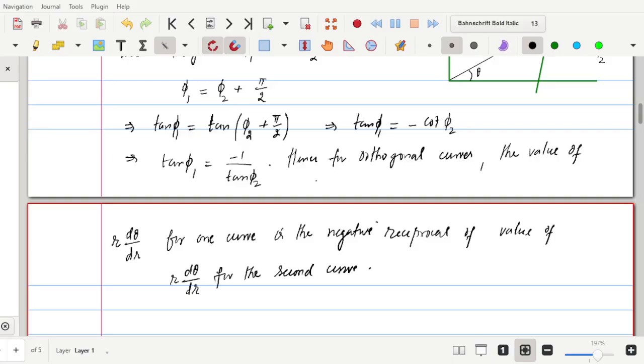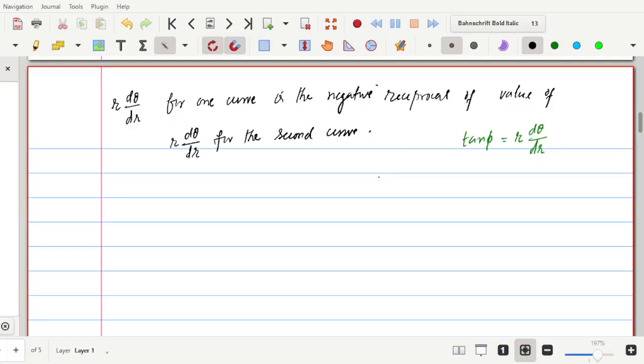So we have to compute this r d theta by dr for both the curves, because we know that tan of the angle between the radius vector and the tangent vector is given by r d theta by dr. And here, from the above observation, we have obtained that tan phi 1 for one curve is the negative reciprocal of tan phi 2 for the other curve. So if we calculate r d theta by dr for one curve, then the other value must be the negative reciprocal of the same value, so that the two curves are orthogonal. Now let's take a few examples to compute the angle between the radius vector and the tangent vector.